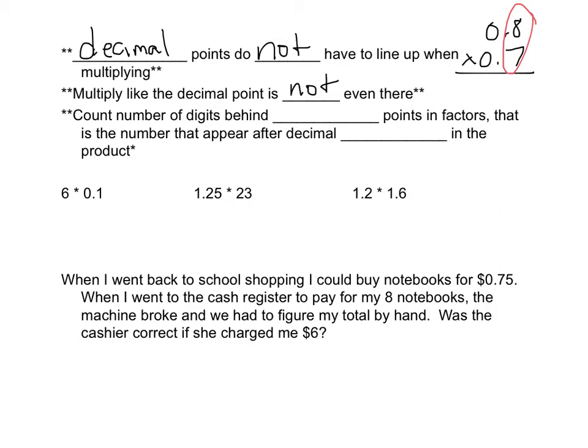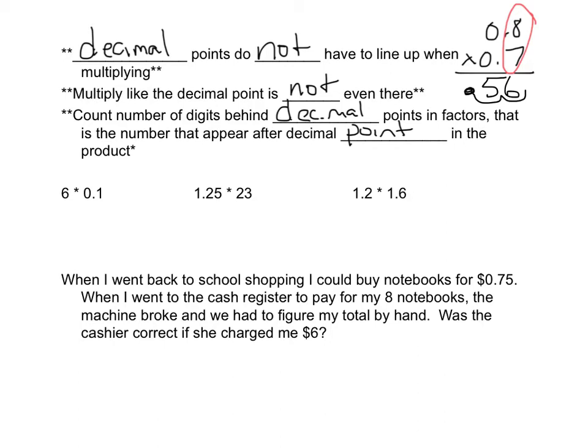Then what you're going to do is count the number of digits behind the decimal points in the factors, the numbers being multiplied, and that is the number of digits that appear after the decimal point in the product. So going back to my original example from the last slide, 8 was behind a decimal point, 7 was behind a decimal point, so I multiplied 8 times 7 and got 56. Since I have a total of 2 numbers behind the decimal point, I go 1, 2, the decimal point has to be in front of 2 numbers in my product, so that's where we got 56 hundredths.